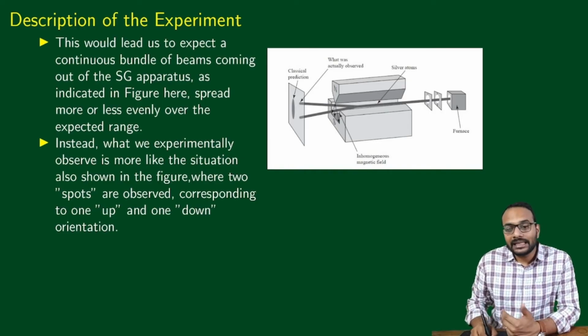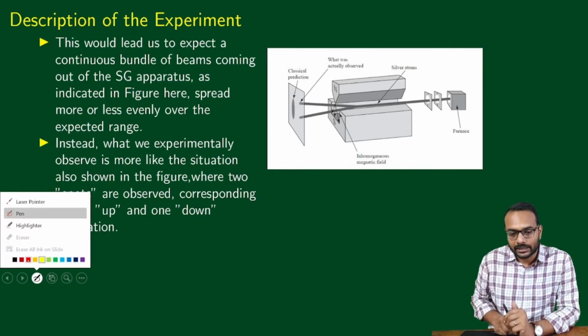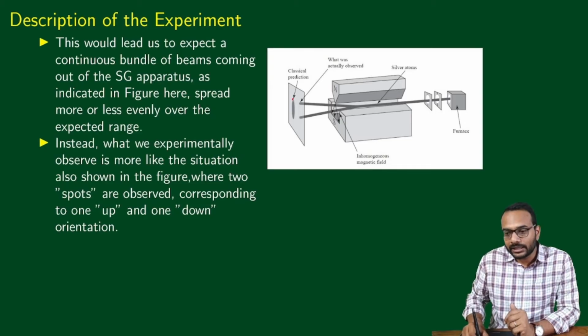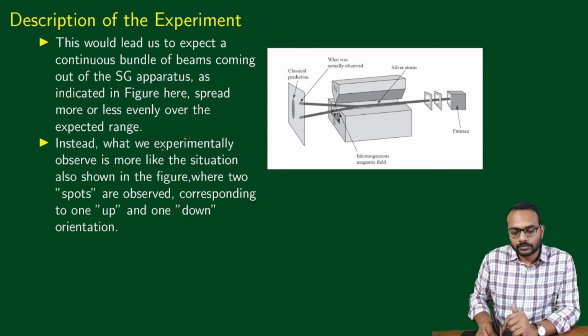Now this would lead us to expect a continuous bundle of beams coming out of the SG apparatus, as indicated in the figure here. So this is what we expect classically. Because the orientations of the atoms are all over the place, what we expect is a continuous distribution like this, between the extreme values.